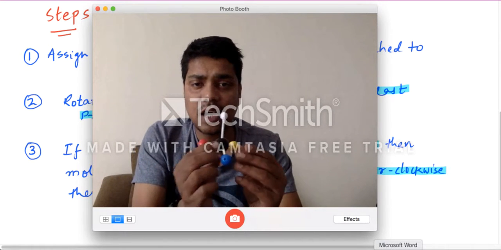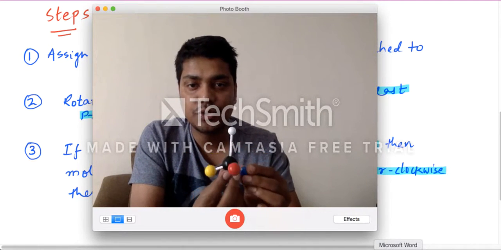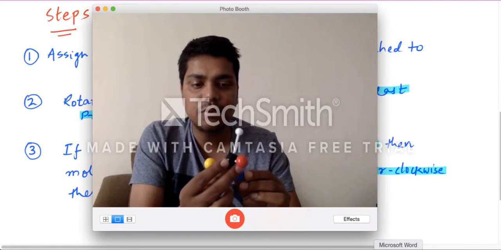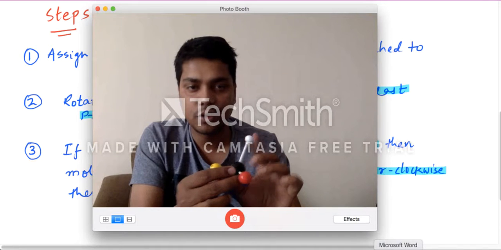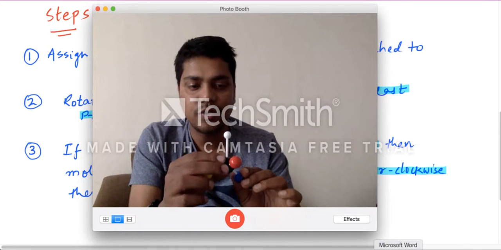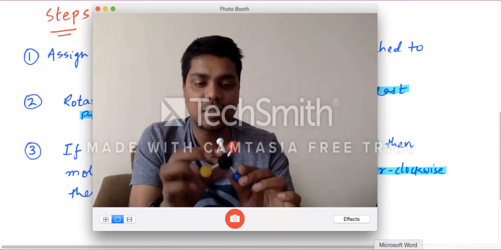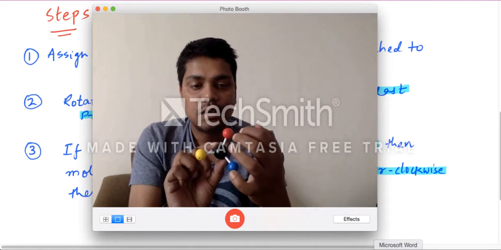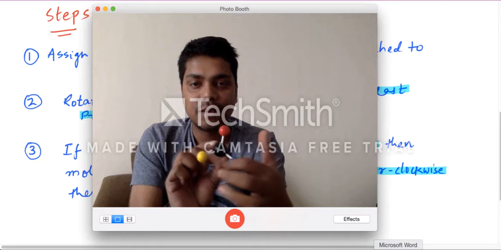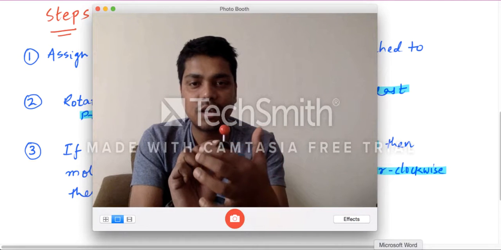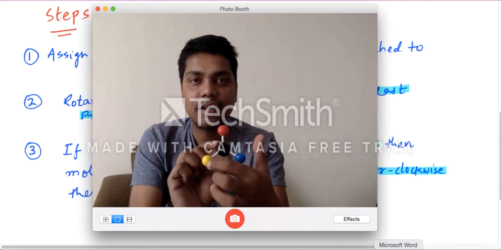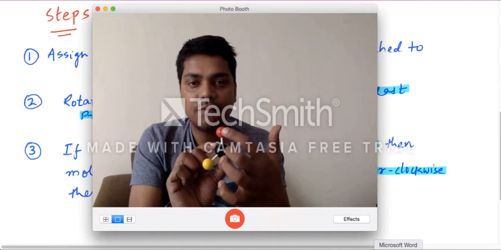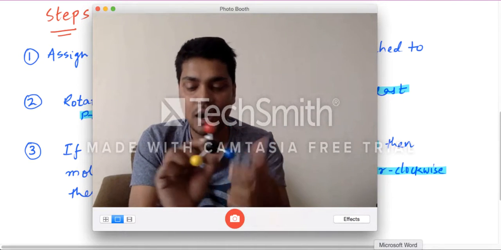So this is a chiral carbon which is attached to four different groups, shown by four different colors. Let's assume that this white group is the least priority group. So what you need to do is place the least priority group behind, and see the sequence of 1, 2, 3. If the sequence of 1, 2, 3 is anti-clockwise, then it is S configuration.